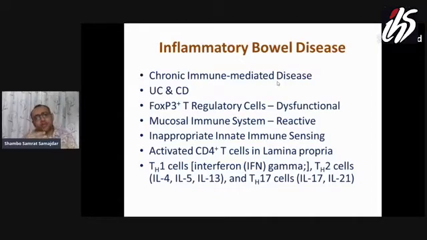But what happens when this regulatory system becomes dysfunctional? Our mucosal immune system becomes reactive, and there is inappropriate innate immune sensing, which causes activation of CD4 T cells in the lamina propria, and different T cell mediators come into the picture. Th1 cells secrete interferon gamma, Th2 cells secrete interleukin 4, 5, and 13, and Th17 cells secrete interleukin 17 and 21.